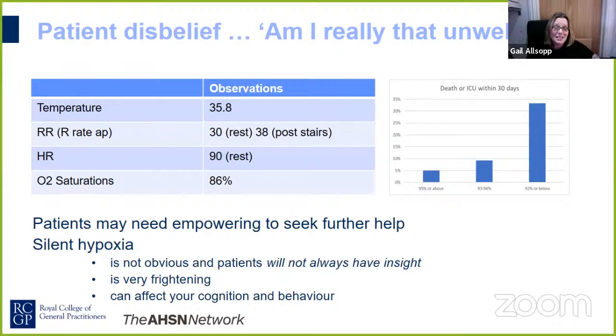And it really was Alison's text messages to me saying, have you gone? How are you? What happened? That really pushed me to go and do that. But silent hypoxia is not obvious, and patients won't have insight in the vast majority. But when somebody tells you your oxygen levels are so low and you're at risk, it's incredibly frightening.